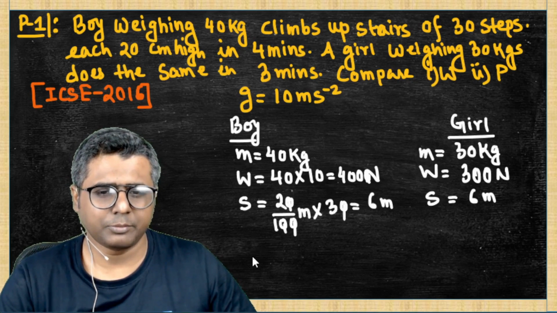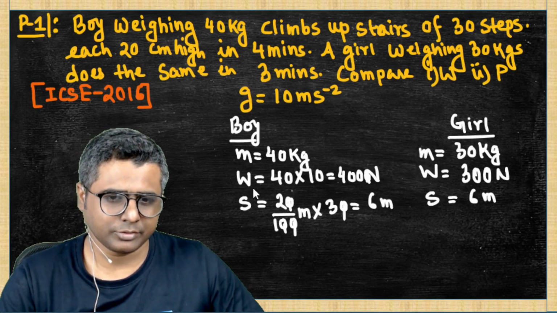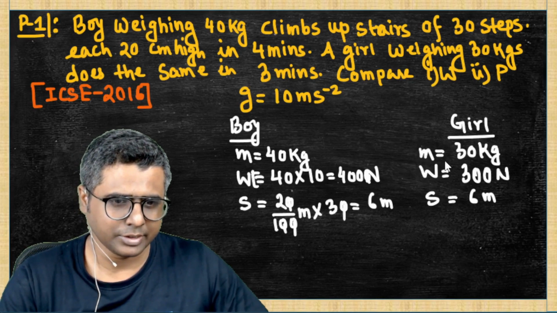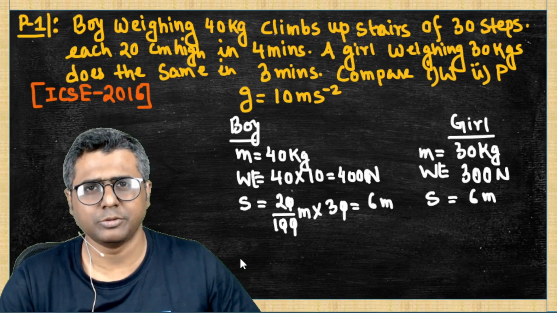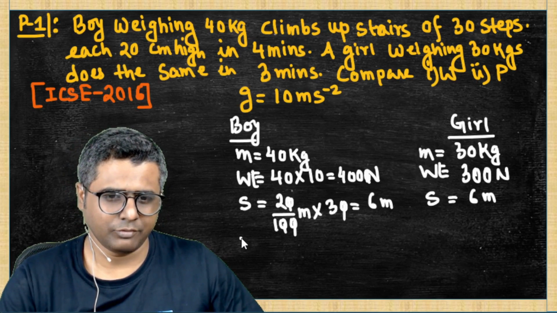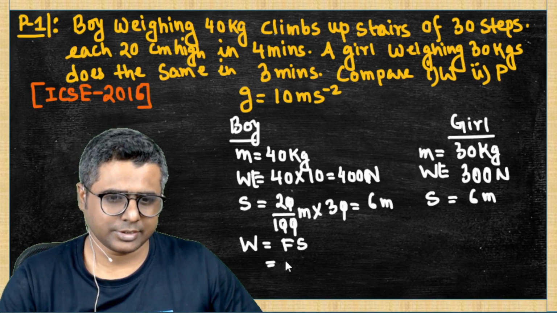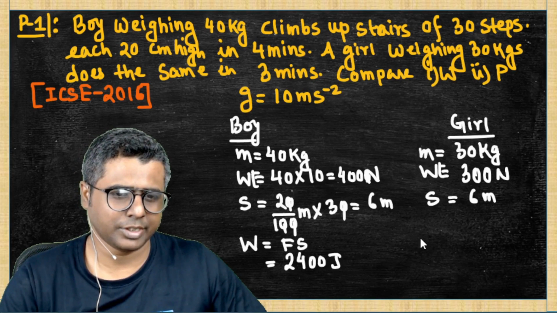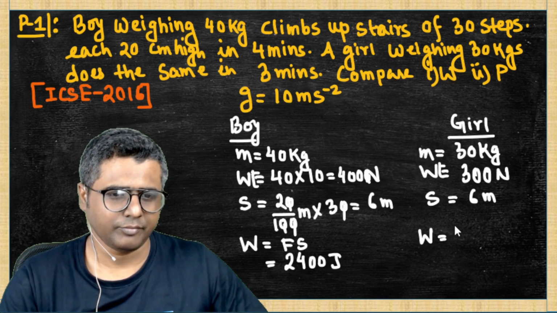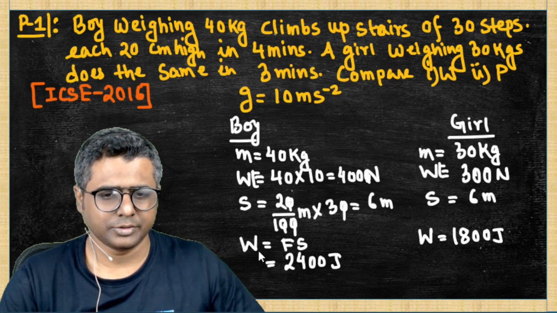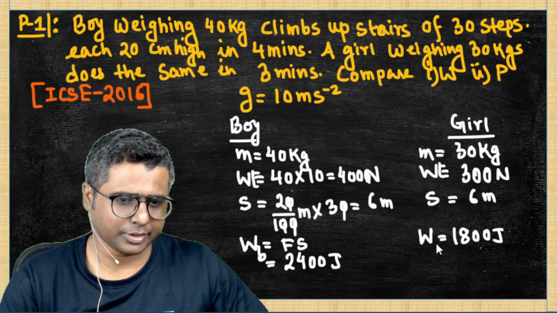Now you have to calculate the work done. So here I have written as W only. So you can write this as WT. So it will be easy to differentiate. Now what is work done? Work done is basically force into displacement. So here 400 into 6, so 2400 joule, and here work done is 6 into 300, 1800 joule. So this is the work done of the boy and this is the work done of the girl.